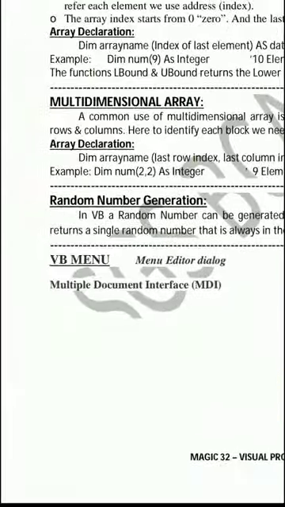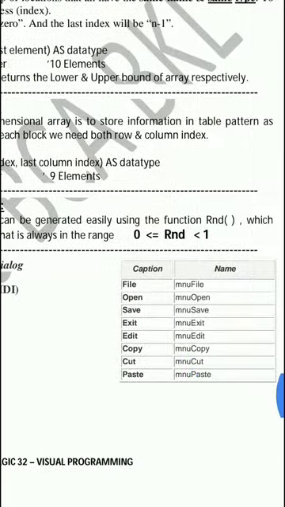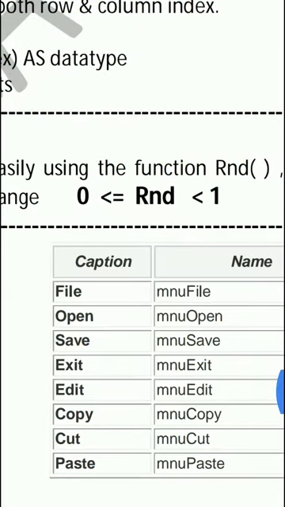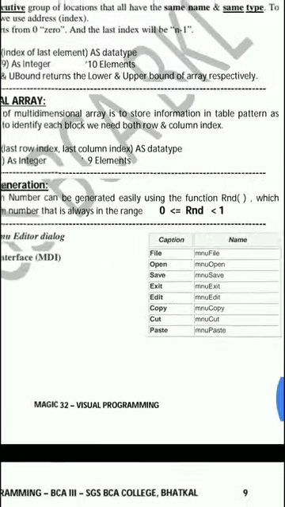Random number generation. To generate a random number, we use a function called Rnd. This Rnd is a function which generates a random number which is greater than or equal to 0 and always less than 1.